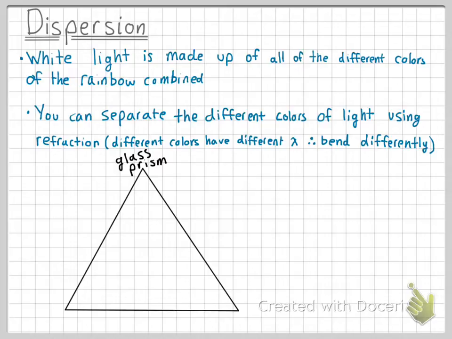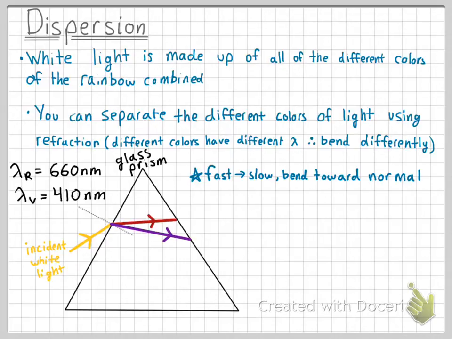Here we have a glass prism. We are going to have a ray of white light that hits the glass at this angle. When the white light hits the prism, the red and violet portions of the white light bend at different angles because of their wavelengths. Here we have drawn the normal line to the interface, and we know that when light travels from a fast to a slow medium, it bends towards the normal line.